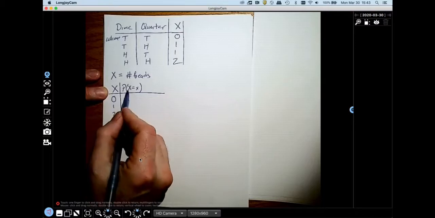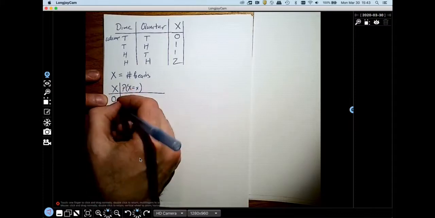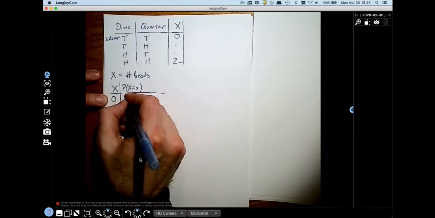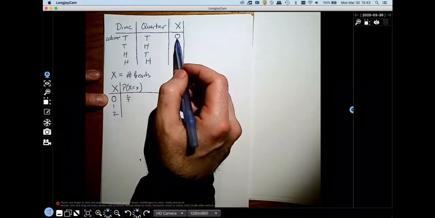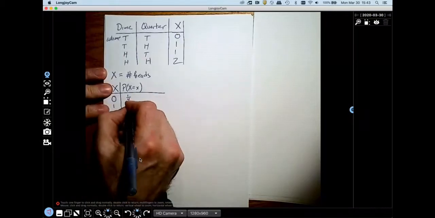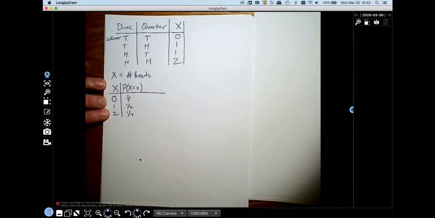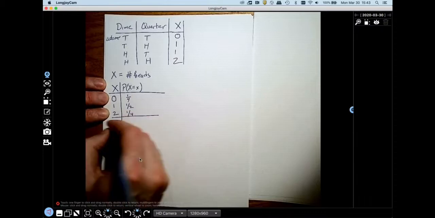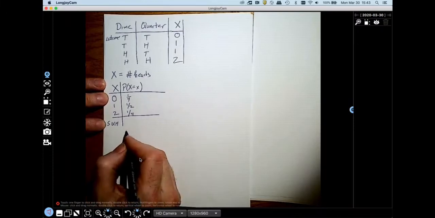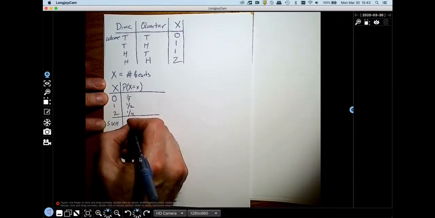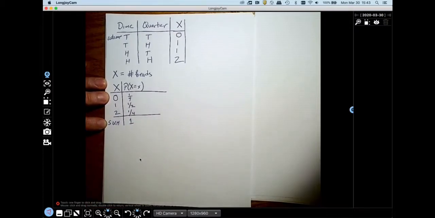So the probability that my random variable x is equal to a little x of 0 would be 1/4. Why? Because there's only one of these four outcomes that is a 0. The probability that x is equal to 1 is a half, and the probability that x is equal to 2 is also 1/4. Whenever I make one of these tables, I like to have my last row be the sum. The sum of these has to equal 1.